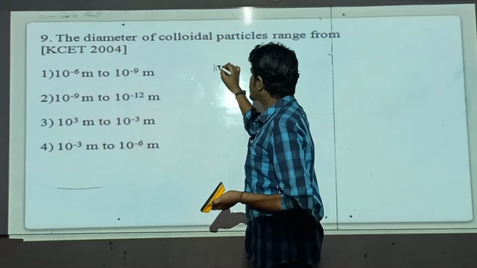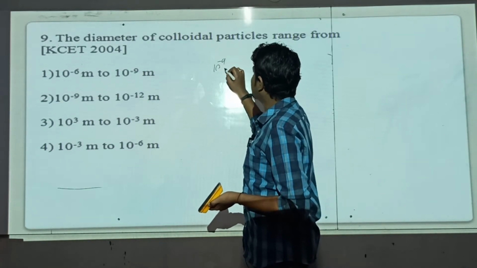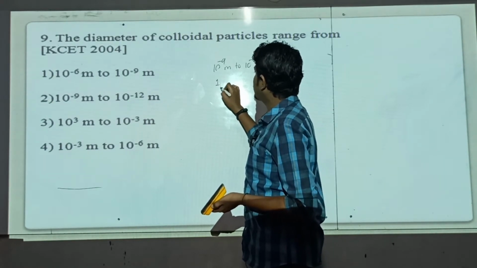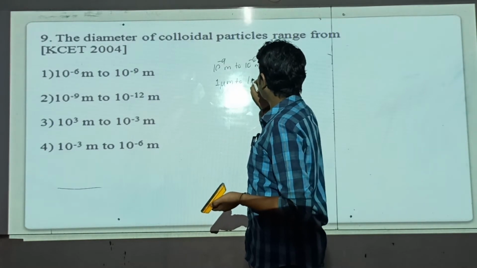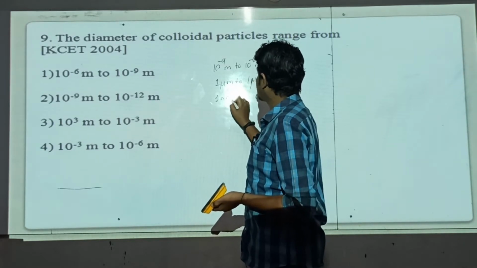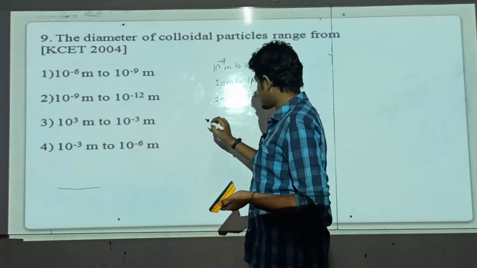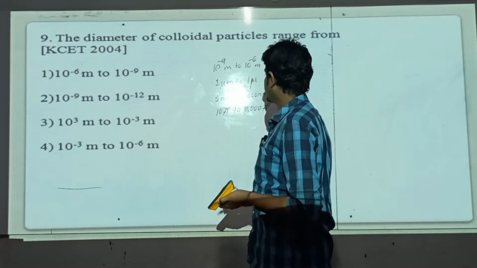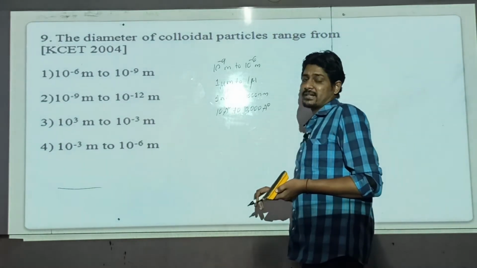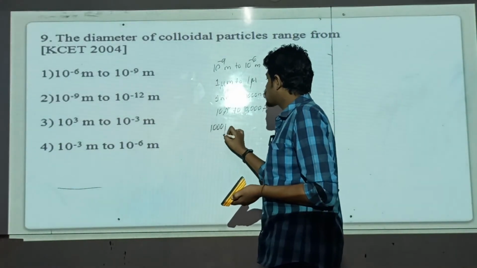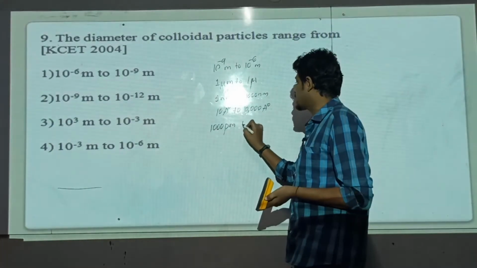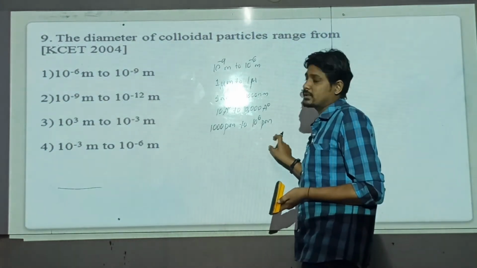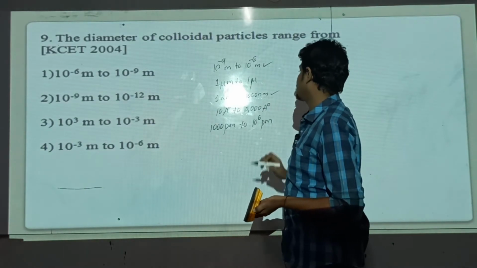When it comes to meters, it is from 10 to the power minus 9 meters to 10 to the power minus 6 meters, or 1 nanometer to 1000 nanometers, or 1 micron, then 10 angstroms to 10,000 angstroms, or 10 to the power 4 angstroms. Then 1000 picometers, or 10 to the power 3 picometers, to 10 to the power 6 picometers. This you have to remember, especially this one.